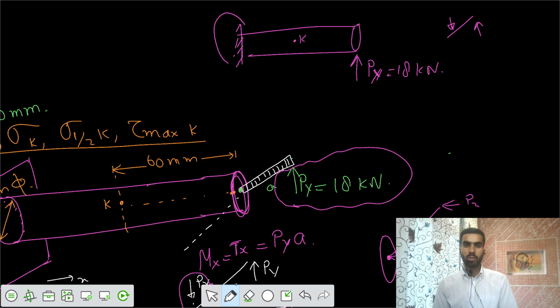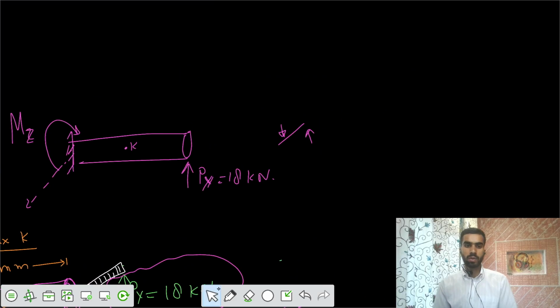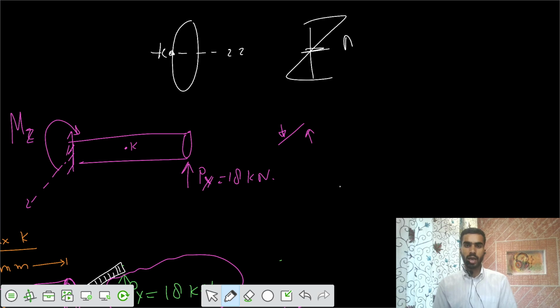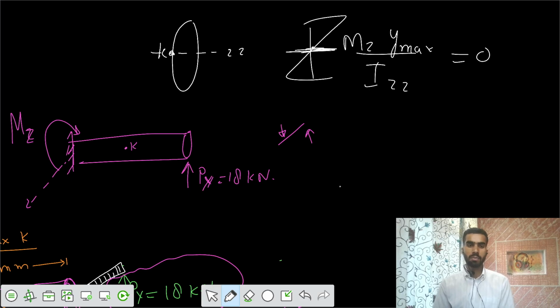So moment would be developed about the Z direction. That's your MZ. So MZ would be developed. So based on that, we would have neutral axis ZZ, and point K is on the neutral axis. I would say bending stresses, MZ Y max by IZZ, would be 0 at the neutral axis. So you don't have to calculate the effect of MZ here, because point K is on the neutral axis for the MZ moment. So your stresses because of MZ would be 0.